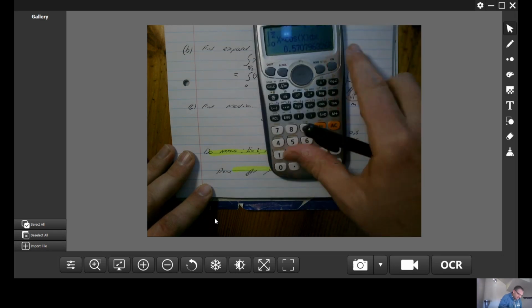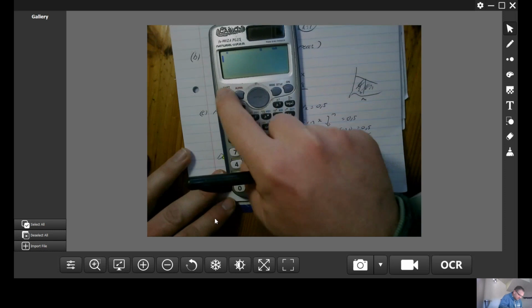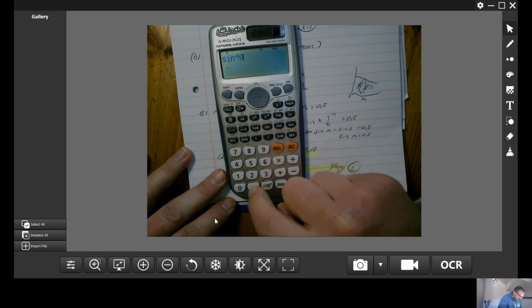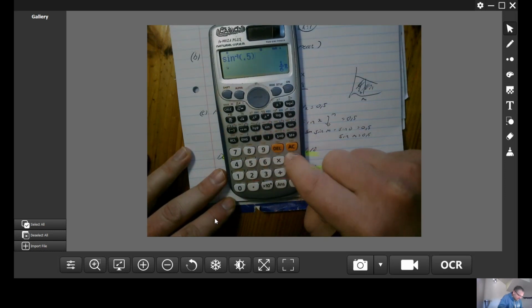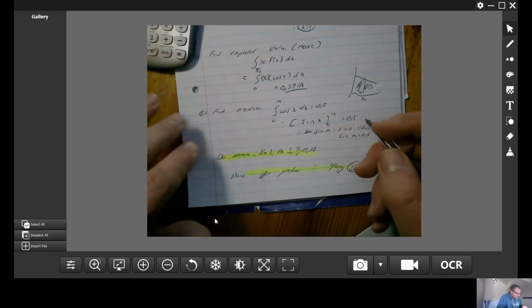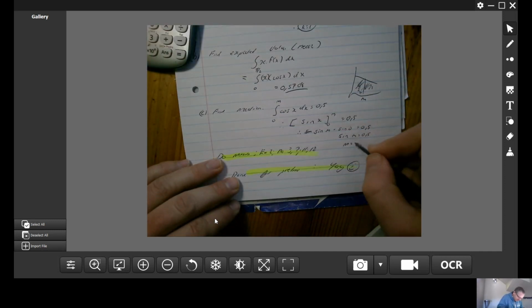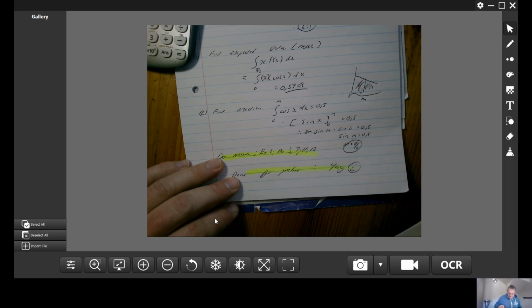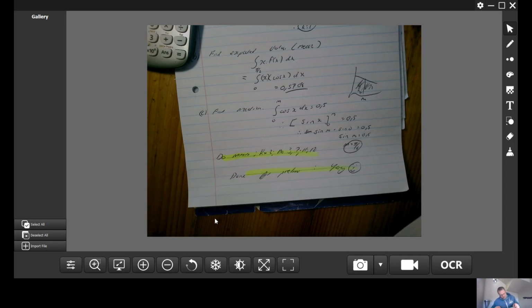To find the angle m, you're going to go shift sine to the minus 1 of 0.5. And we get pi by 6, which is in the interval required. Pi by 6 lies between 0 and pi by 2. So m is equal to pi by 6. That is your median value. Sorry for the odd areas, there's quite a bit going on. And we are done.